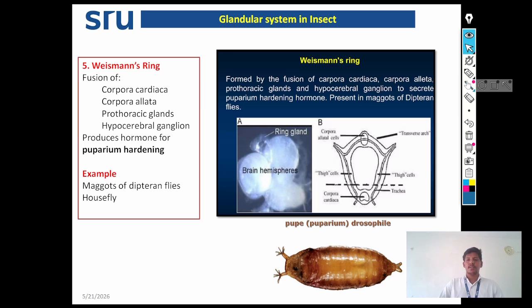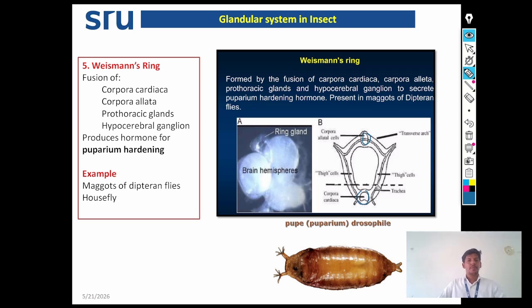Weismann's ring. This ring is formed by the fusion of corpora cardiaca, corpora allata, prothoracic gland, and hypocerebral ganglia.